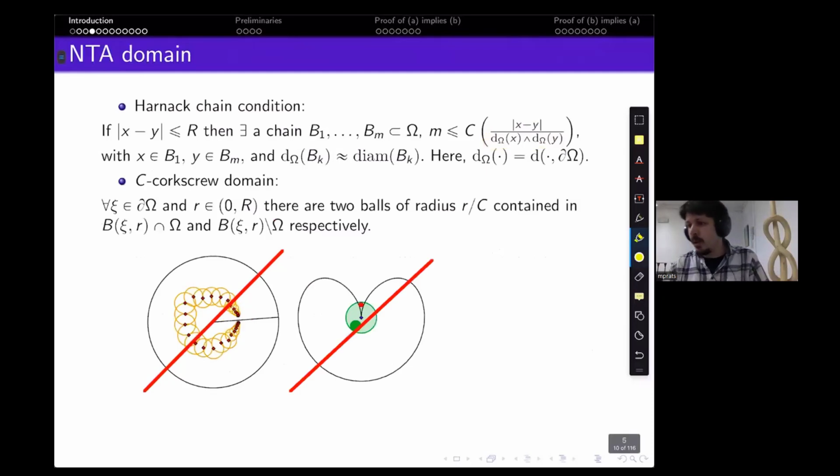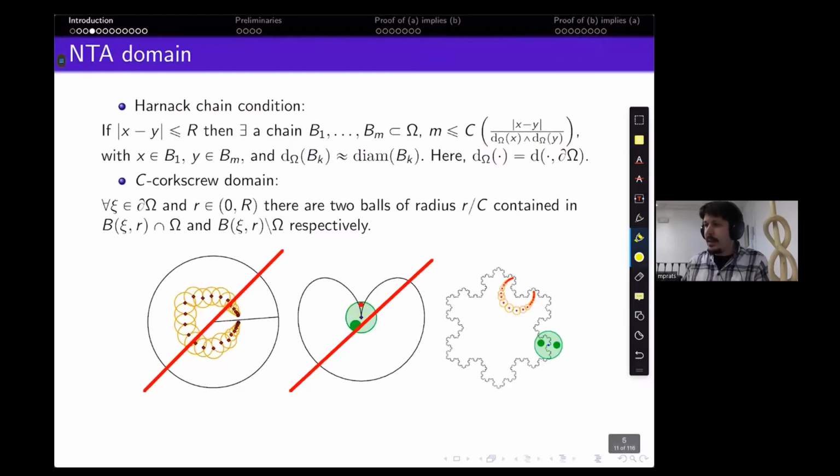Also, there is the corkscrew condition: for every ball centered at the boundary, you can find balls inside and outside with comparable radius. Here it fails because in the cusp, the outside ball is every time smaller. So this is not a corkscrew domain. An NTA domain is a domain that satisfies both conditions. For instance, this one, the von Koch snowflake, as you can see, satisfies both conditions, at least you can intuitively see that.